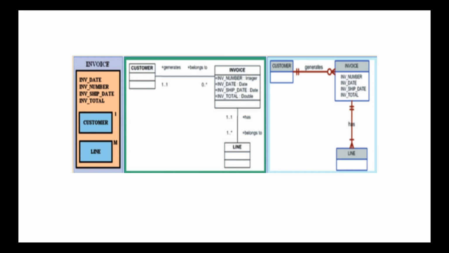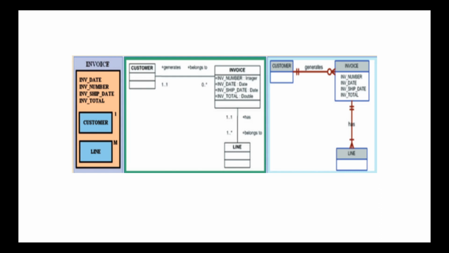First just look at the right side corner: the customer, invoice, and line. This is the ER diagram. The customer generates invoices, so what is the relationship between those two? One to many. And one invoice contains so many invoice lines, so what is the relationship between those two? Invoice and invoice line, one to many.